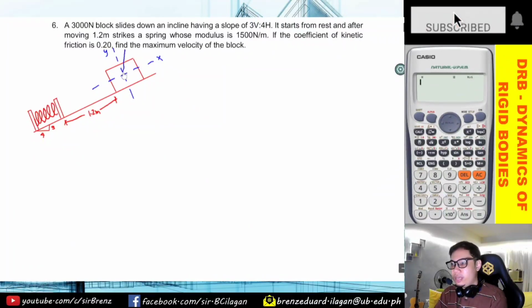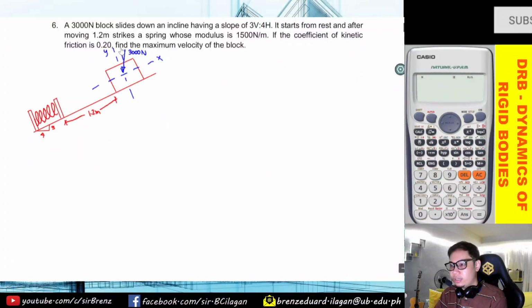So first, we have here the weight of the block, which is equals to 3,000 Newton. So if this is 3, therefore, ito is 3, and then ito is 4. Okay?